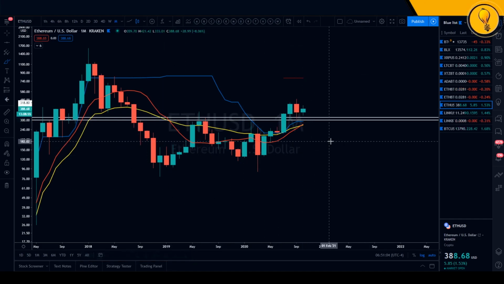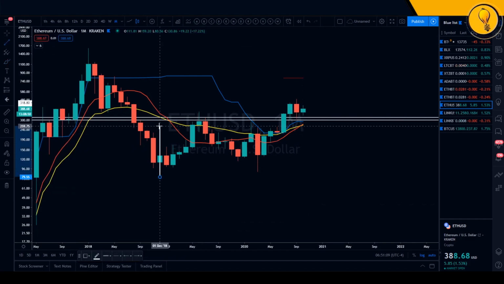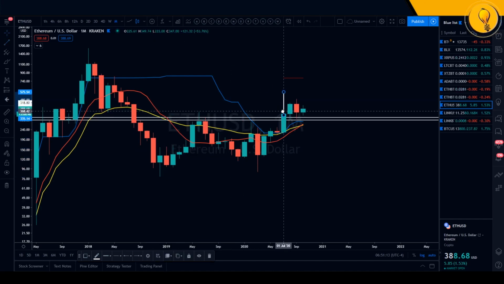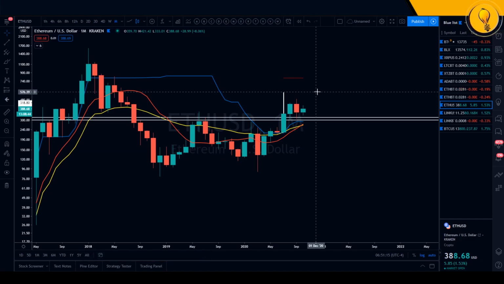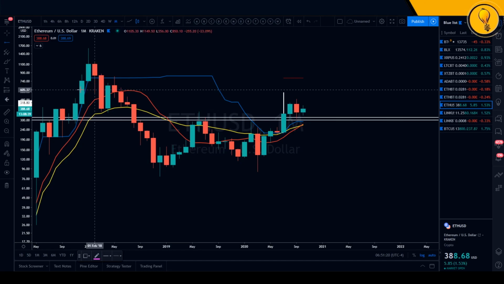However, it has not been negated. It is still very much active. Okay, I do believe that we had a legitimate break on this, and while the measured move of this beautiful pattern would take Ethereum all the way up to, I believe it was $576, that is still the measured move that I personally will be looking at.